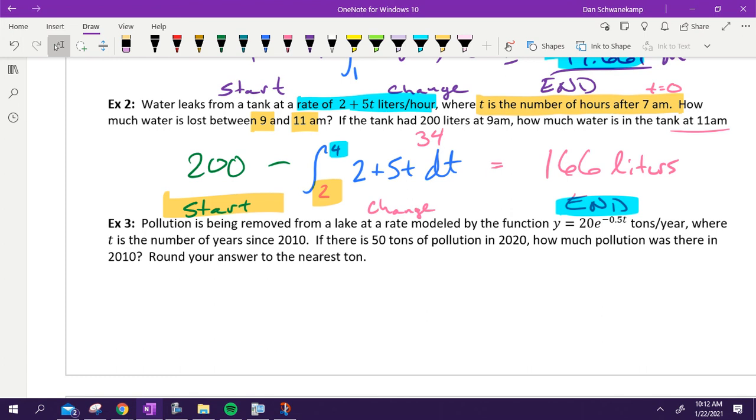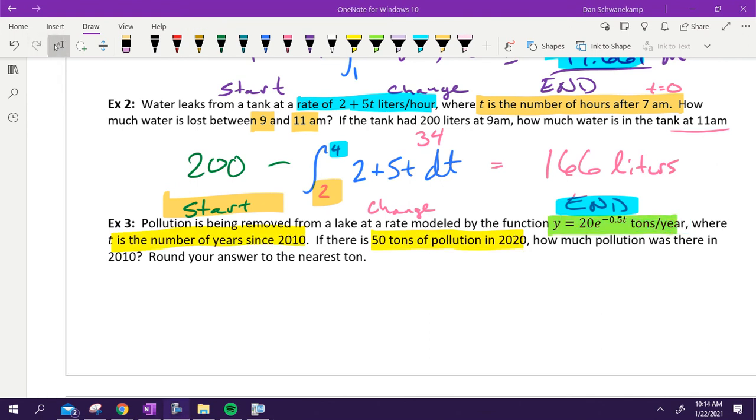Let's do it again. Part 3 says pollution is being removed from a lake at a rate modeled by this function right here. This is tons per year, where t is the number of years since 2010. If there are 50 tons of pollution in 2020, how much pollution was there in 2010? Just try to do the setup. I'm not super worried about you being able to type in your calculator right this second, but do the setup. Talk with your neighbor. Think about it. It's a little bit different.